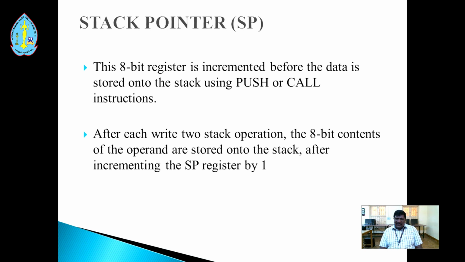Next we discuss the stack pointer. The stack pointer is an 8-bit register. It is used to increment or decrement values. Before using the stack, the instructions are push and call. We use the push or call instruction to increment the stack pointer. The 8-bit content is stored on the stack after incrementing the SP register by 1. The value of the stack pointer register is incremented by 1 using the push or call instruction.